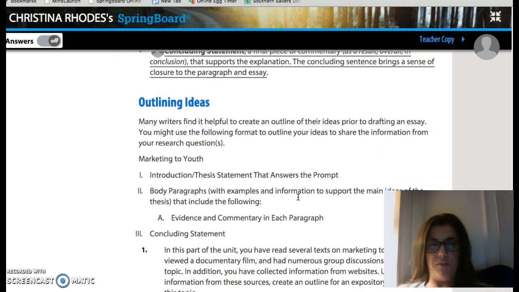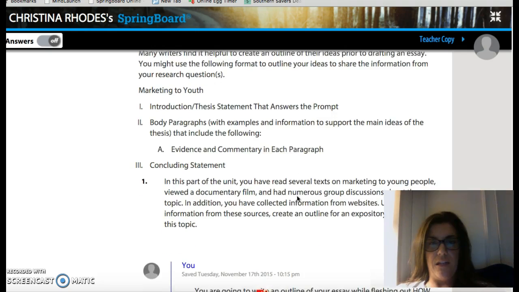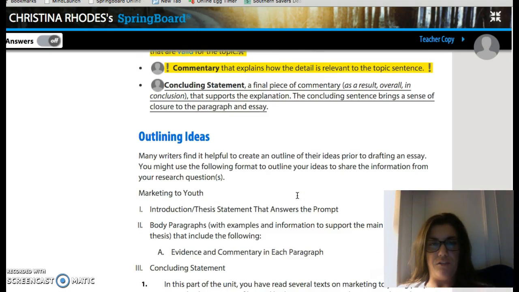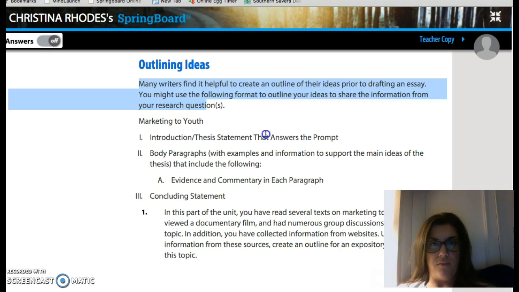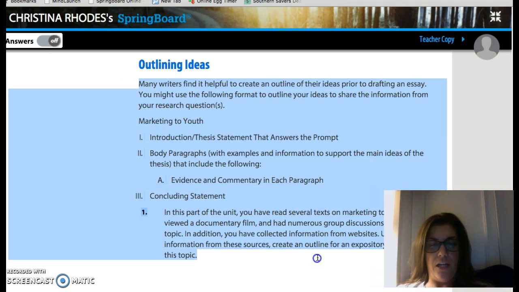So next, put your finger on outlining ideas. I am going to have you read the directions for outlining ideas, so just this little part right here. So you're starting here, where it says many writers find it helpful. You're starting here, and you are going to read this to your shoulder partner. Ready, set, reading.